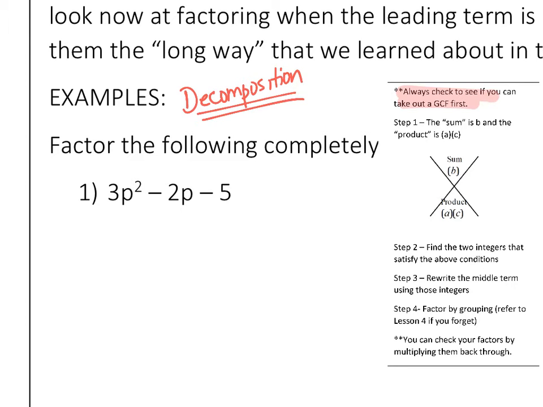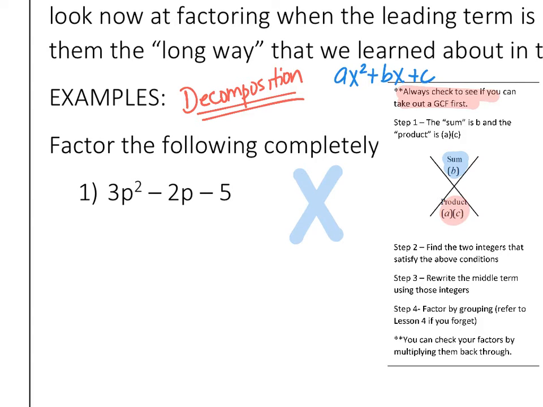Remember when we were doing those math crosses? So we're going to set up our crosses like this, and the sum is the term b. When I have a trinomial, it's always of the form ax squared plus bx plus c. So whatever number is in front of my x is my b term. The number in front of my x squared is my a term. The number by itself at the end is called c. Super important that you understand that.